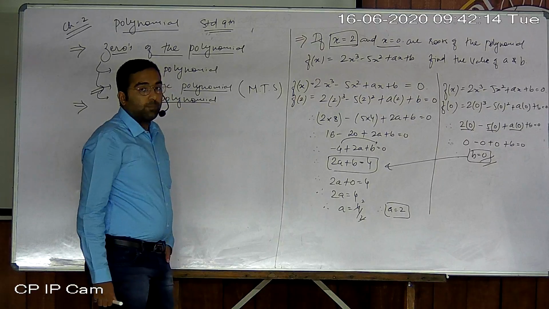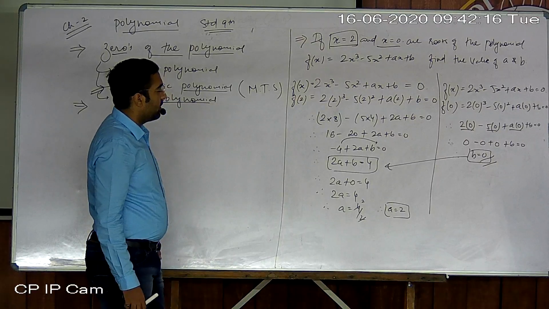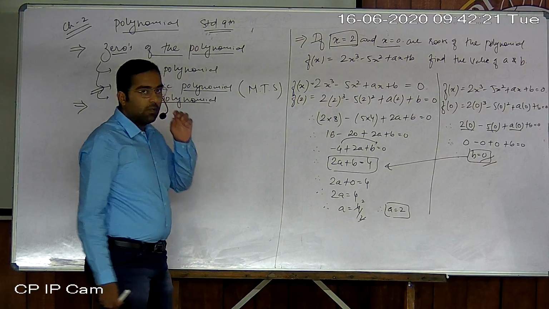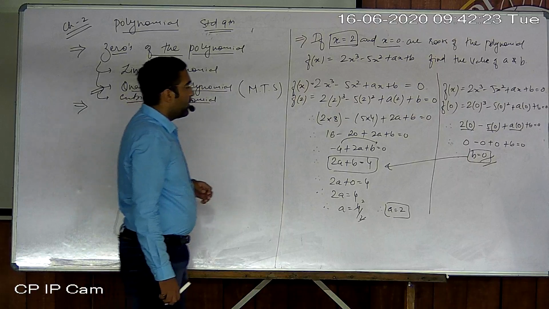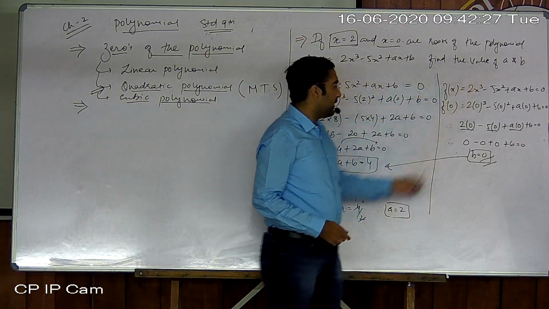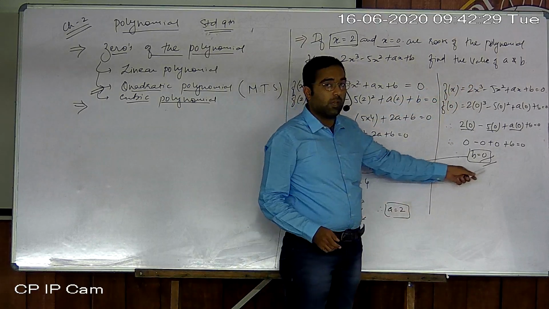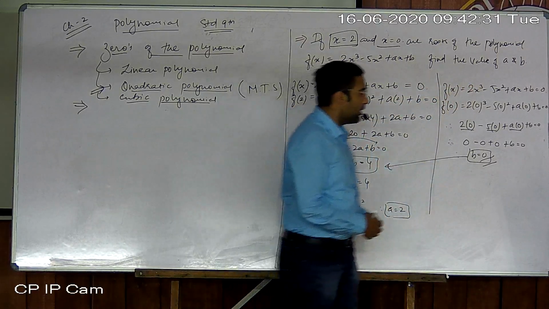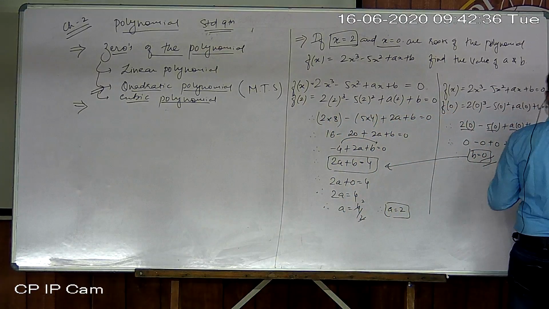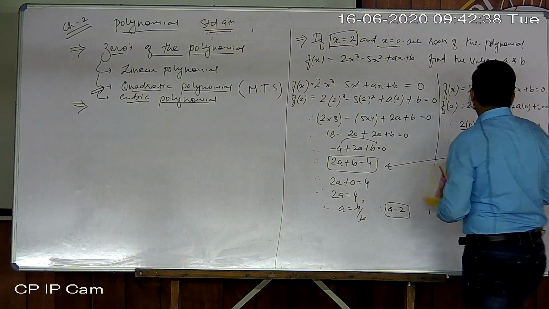Okay. You have to see that here there are two values, that is a and b. Find the value of a and b, that is a equal to 2 and b equal to 0. Clear, students?